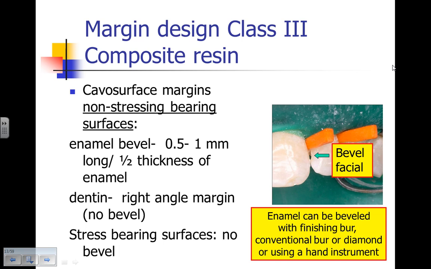If our Class III ends on a root surface, we're going to keep it at a right angle margin similar to what we do for Class Vs, and we have no bevel. In stress-bearing areas, the lingual surface of a Class III for Class I and Class II occlusions, once again there's no bevel. Enamel can be beveled on that facial surface with a finishing burr, a finishing diamond, a hand instrument, or a conventional burr that fits that circumstance without damaging the adjacent tooth.